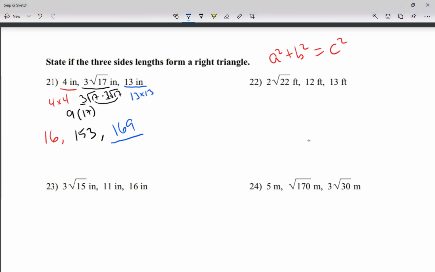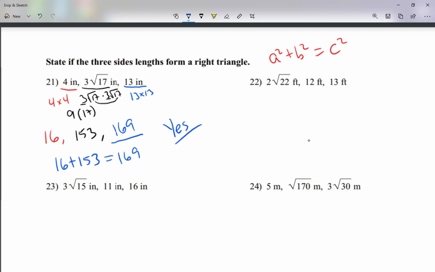I'm going to write 16 plus 153, because I have to add my two small numbers, equals 169. Now here I'm asking, is 16 plus 153 equal to 169? It's more like a yes or no. When I said these three sides form a right triangle, it's like a yes or no. Is 16 plus 153 equal to 169? Yes, it is. So my answer will be yes, this is a right triangle.